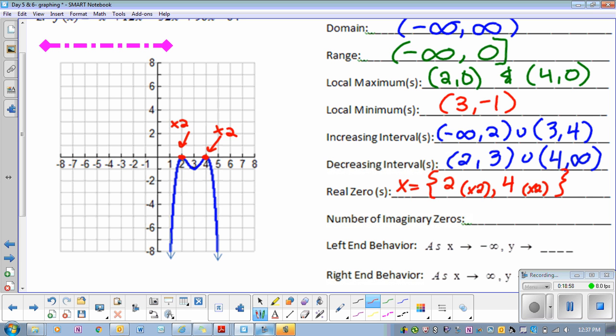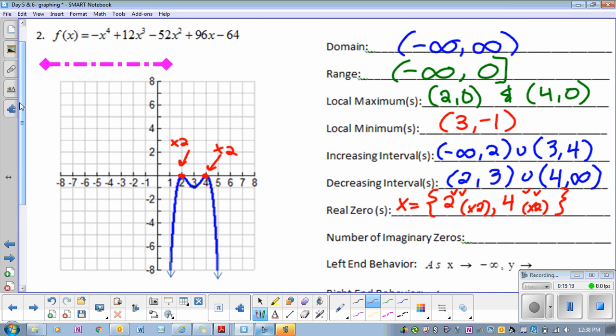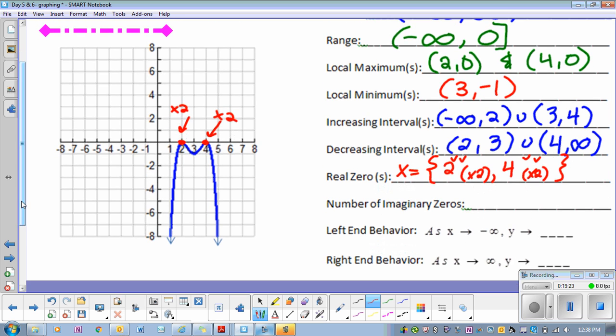The reason why I'm saying you have to put that multiplicity is because, look at this. If you have two zeros at 2, that means you have 1, 2. If you have 2 zeros at 4, it means you have 3, 4, right? That's how many you should have, because your degree is 4. So if I have all of my 4 real zeros here, then how many imaginary zeros do I have in this? 0. There are none.